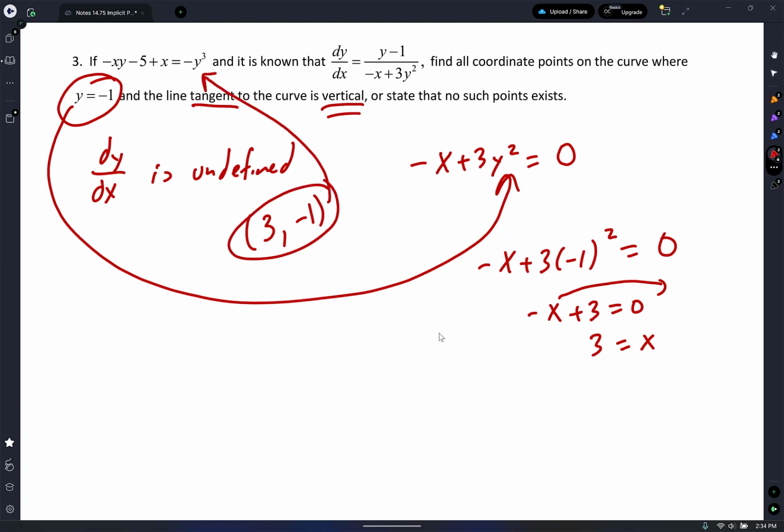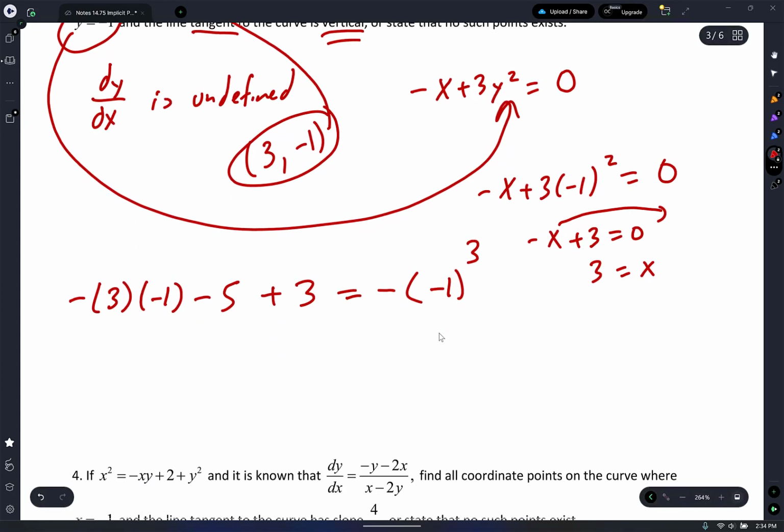I find that out by seeing if this is a true statement when I plug it in. If you go to Desmos, you can easily see whether that point's on it or not. So here we go. -3, well, the 3 is not negative, but I put the negative in the front, times -1 minus 5 plus 3 better equal negative on the outside, -1, close it to the third power. Let's see if it equals that. Negative times a negative. So 3 minus 5 plus 3. Oh, I can already see it's not going to equal. Equals -1 to the third power is -1.